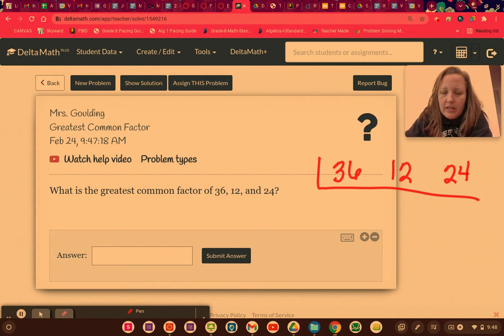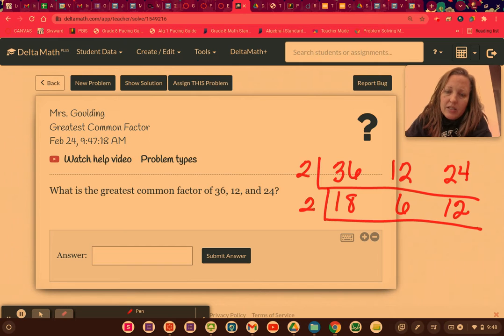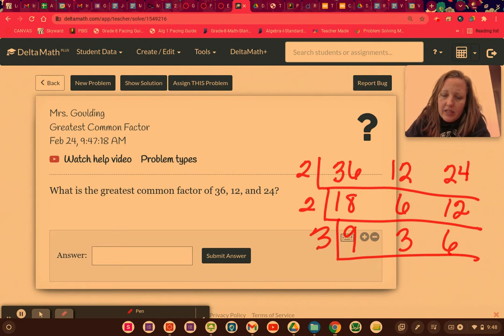There are other methods, but let's say a 2. They're all even, so a 2 goes in there. This would be 2 times 18 to get 36, 2 times 6, and 2 times 12. Do you see that these are still even? So you could go 9, and then 3, and then 6. Then these all have a common factor of 3: 3 times 3 is 9, 3 times 1, and 3 times 2. This is where I stop because they don't have any other factors in common greater than 1.